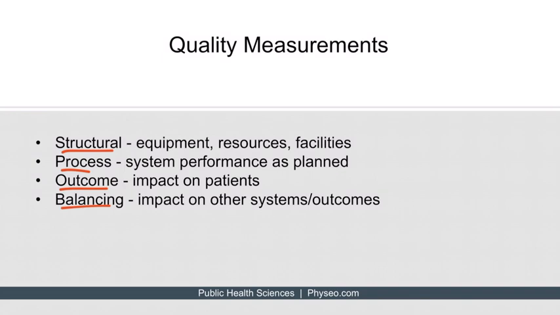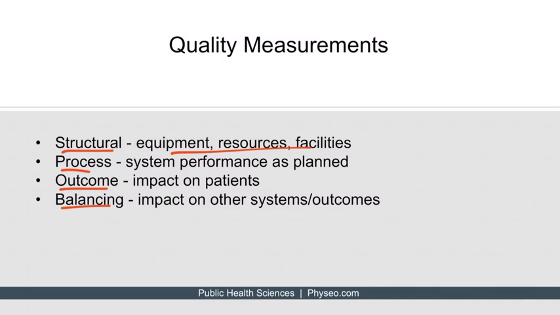Structural factors are things like equipment, resources, and facilities. These factors are usually the easiest to measure. In the case of our example, let's say you hire a few extra infectious disease specialists to help with antibiotic selection. That is a measurable increase in resources to help achieve your goal.